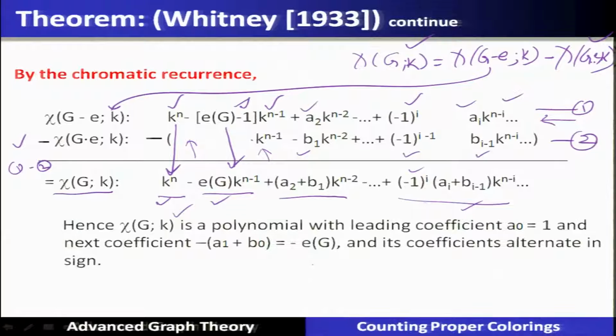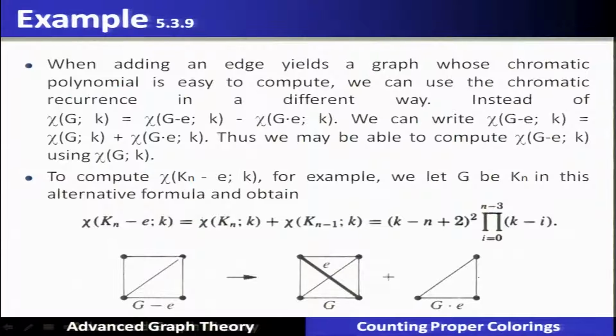So, hence chi of G with k is a polynomial with the leading coefficient a0 equal to 1 here, and the next coefficient is basically minus a1 minus b1, that is nothing but minus e(G) that is present, and its coefficients alternate in sign. So, 1, minus e, then again it will be plus and then again it will be minus, and so on. So, these signs will alternate in this particular manner.